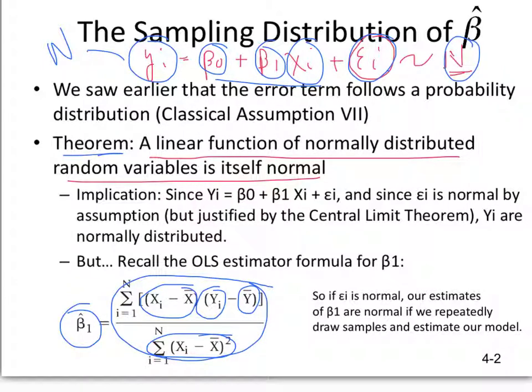The y's are now normal because the y's are a linear function of the epsilons. Epsilon normal, y normal, y normal, beta 1 hat normal. Okay? So we can make the claim that in repeated samples, if we continually generate new samples and continually estimate our beta 1 hat values, they will line up in a kind of normal distribution.